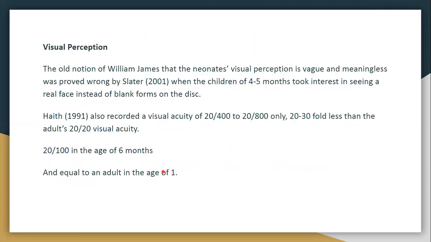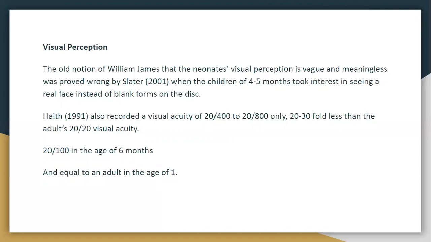Now, visual perception generally, William James had the notion that the infants, the neonates, have a very vague and meaningless kind of perception. It was proved wrong by Slater in 2001 when the child of 4 to 5 months took interest in seeing the real face instead of a blank form on a disc.